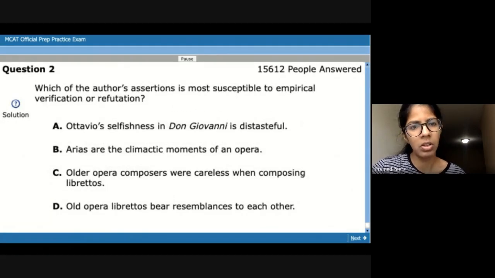Okay, next one. Which of the author's assertions is most susceptible to empirical verification or refutation?